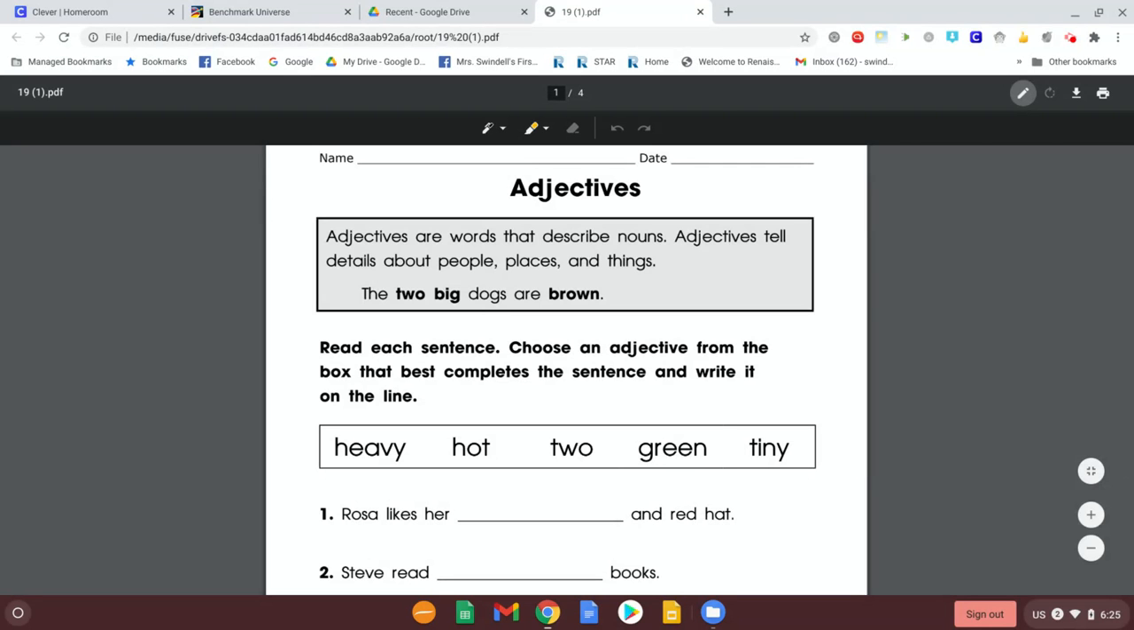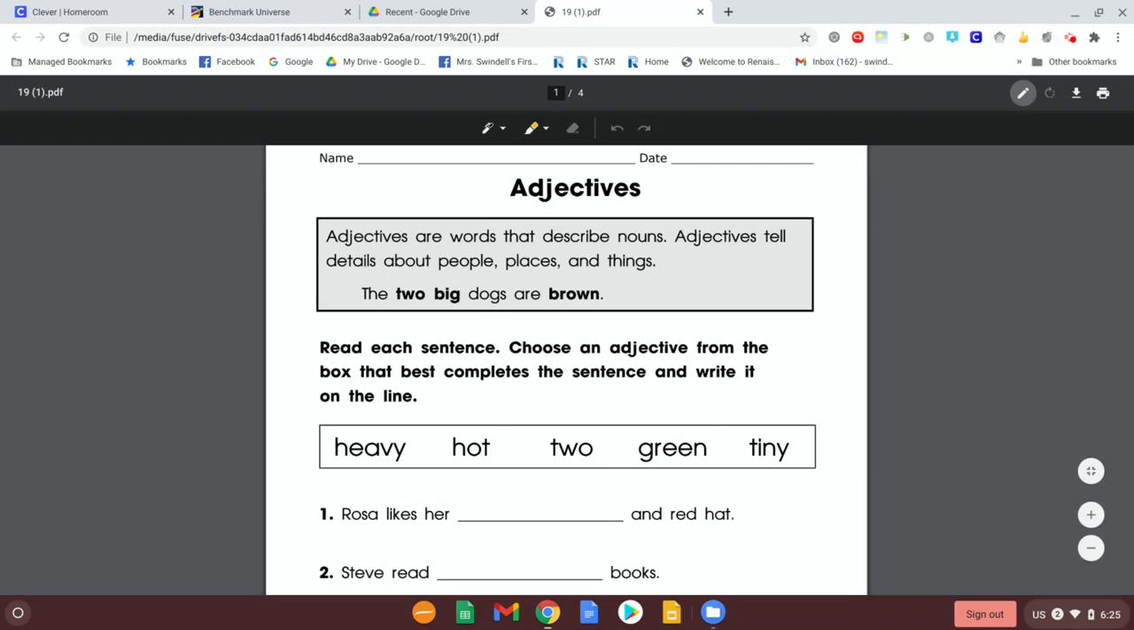So if we think back, a verb is a word that shows action or somebody doing something. A noun is a person, place, or thing. Well, an adjective is a word that actually describes a noun. For example, we could use the old woman and the old man in the gingerbread man, that they were both old. So old would be an adjective that describes a noun.